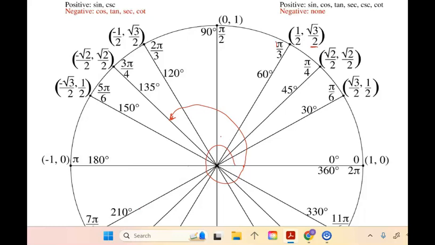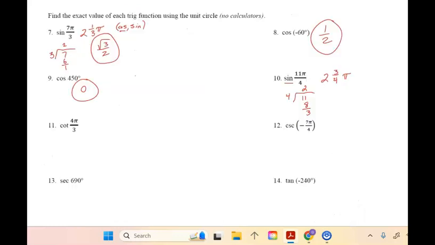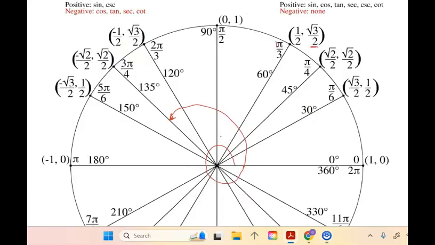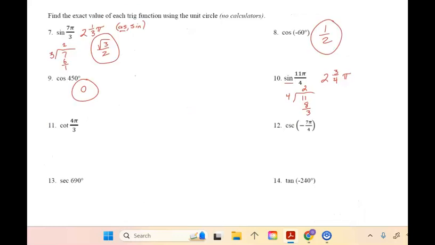And once again, it was sine. So we look at the y coordinate at that angle. And the y coordinate is the square root of 2 over 2. And so that's my answer.